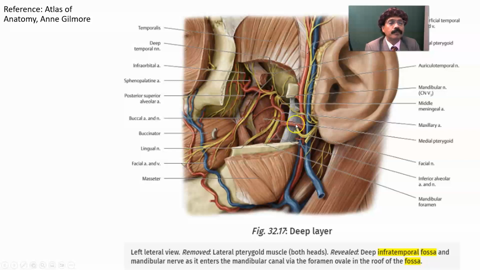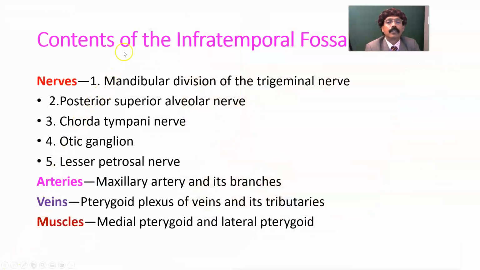And we got the nerves here, the branches of the mandibular nerve. Here we're getting inferior alveolar nerve, and this is the lingual nerve here. So nerves: mandibular division of trigeminal nerve and its branches, posterior superior alveolar nerve, chorda tympani nerve. Posterior superior alveolar nerve is also a branch of the maxillary nerve. Chorda tympani nerve, branch of the facial nerve.